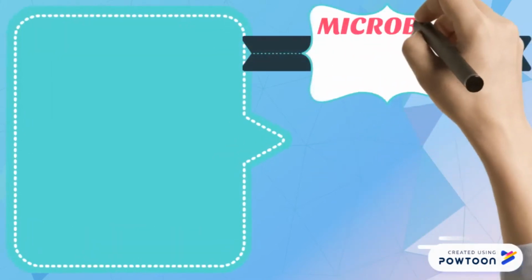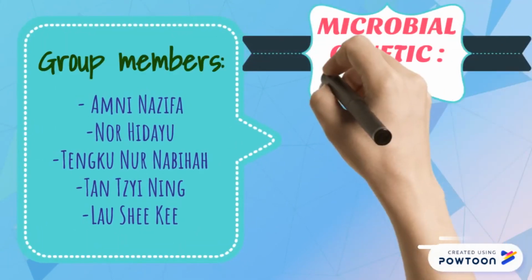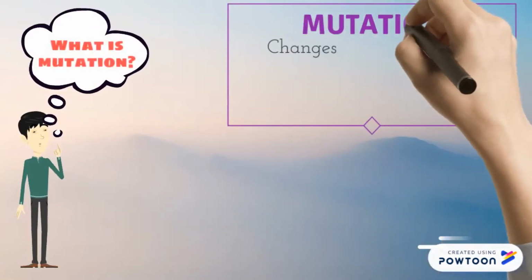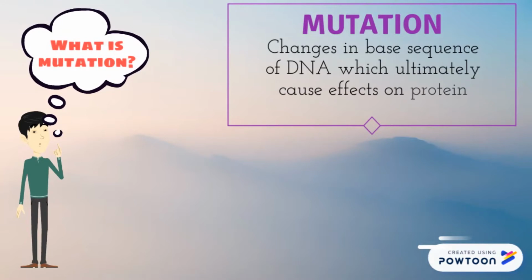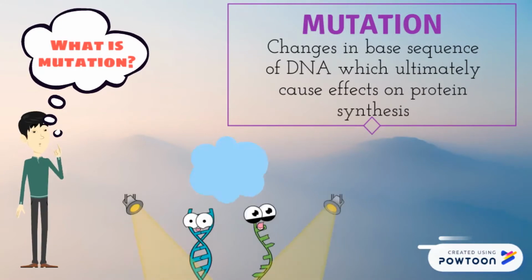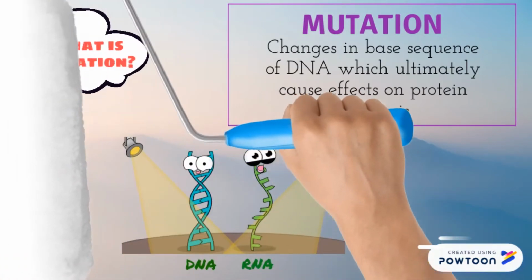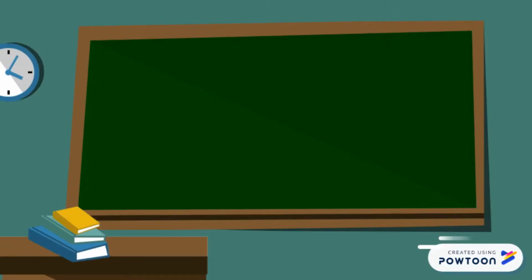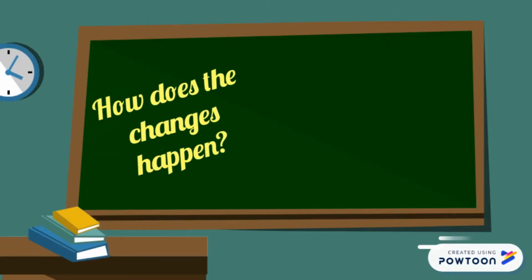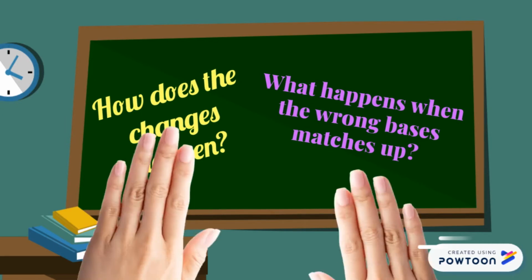Hi everyone, today we are going to talk about microbial genetic mutation. Mutation is a change in the base sequence of DNA which ultimately causes effects on protein synthesis. Before going into the types of mutation, let us have a look at the source of mutation.